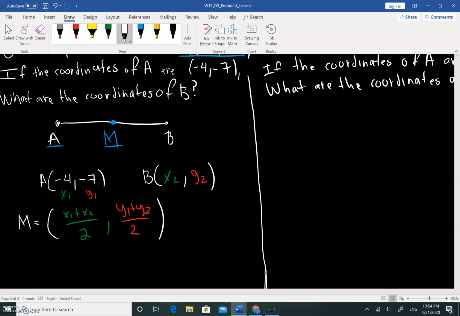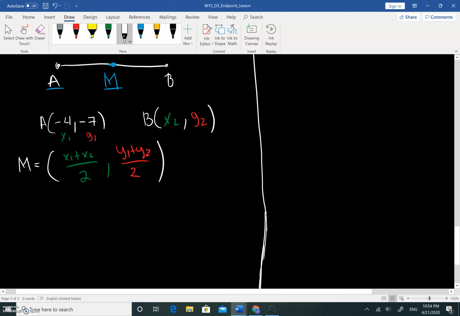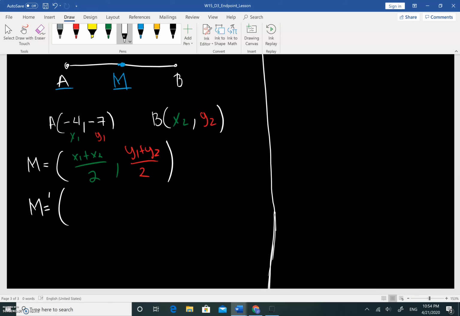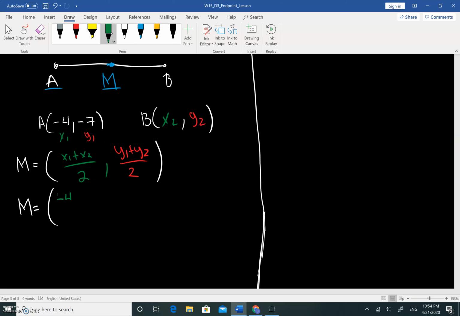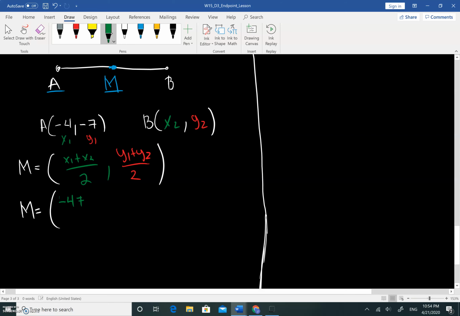And now from here we plug in our values. So what is my x1? If you said -4, you are correct. So my x1 is going to be -4. And then plus my x2, which I don't know what that is, so I just rewrite it as x2. And then you divide it by 2. And then my y1 is -7. So it's going to be -7 plus my y2. I don't know what that is, so I'm just going to leave it as y2. We're looking for that.